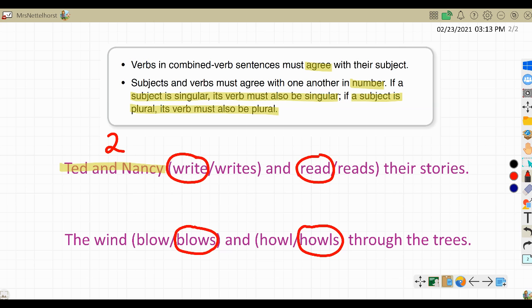Now on your worksheet, you are going to be choosing the correct verb and then typing the sentence correctly. I'm not going to take time to type here, but I would type Ted and Nancy write and read their stories, period. Names have to be capitalized. Beginning of the sentence has to be capitalized. You need your end mark. You are not going to type the slash and the parentheses. You're just going to type the word that you chose for each sentence. Okay, so that is how you do subject-verb agreement when you have compound predicates.